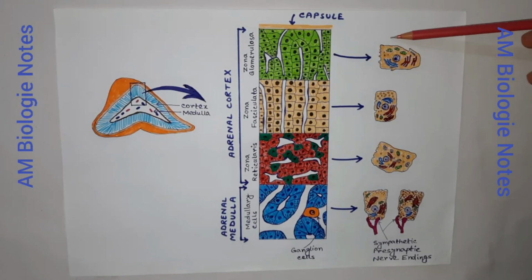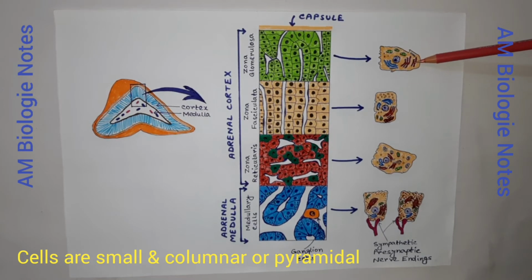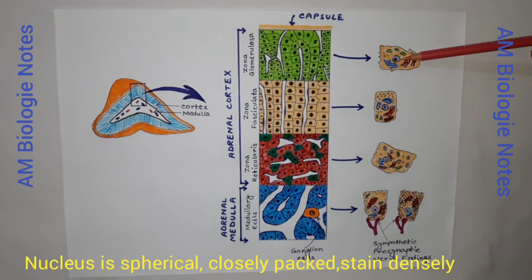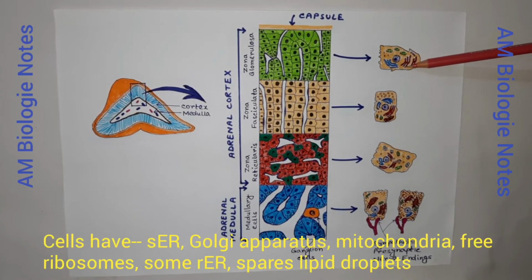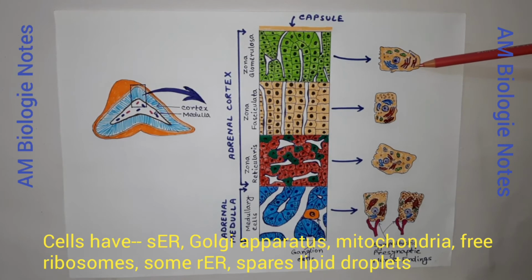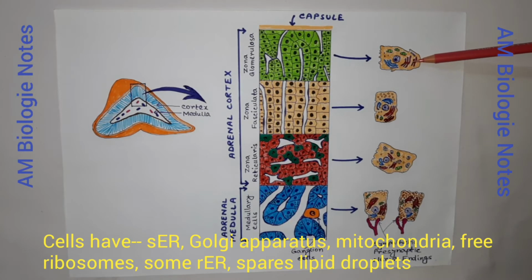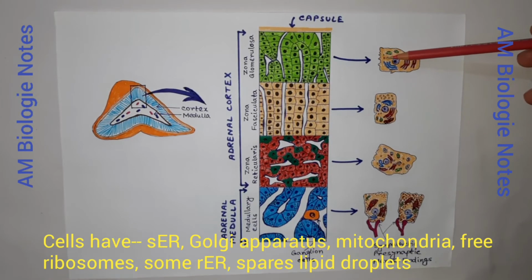Cellular study of this region shows that cells are relatively small and columnar or pyramidal in shape. The spherical nuclei appear closely packed and stain densely. They have abundant smooth endoplasmic reticulum, multiple Golgi apparatus, large mitochondria with shelf-like cristae, free ribosomes and some rough endoplasmic reticulum. Lipid droplets are sparse.